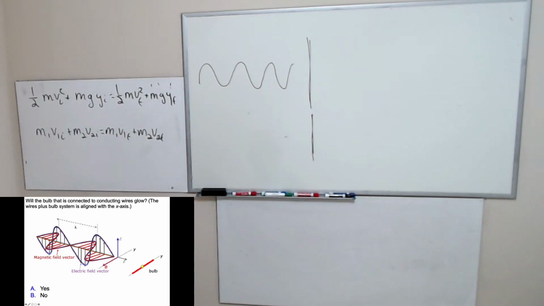All right, now let's take a look at this case. The wire is horizontal and the electric field is in the vertical plane.